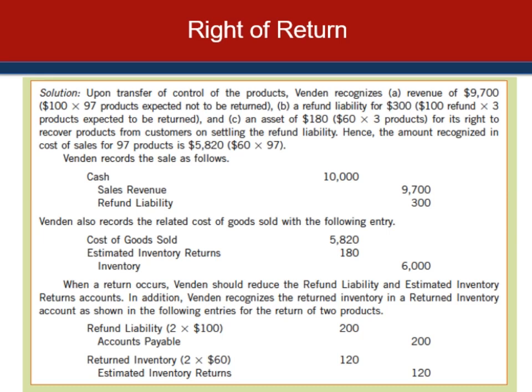And presumably when the time passed, the 30 days had passed, then if they still hadn't received that third item back, they would write off the estimated inventory returns, and the refund liability would be written off as well. And they would recognize the sales revenue at that time and the cost of goods sold at that time.